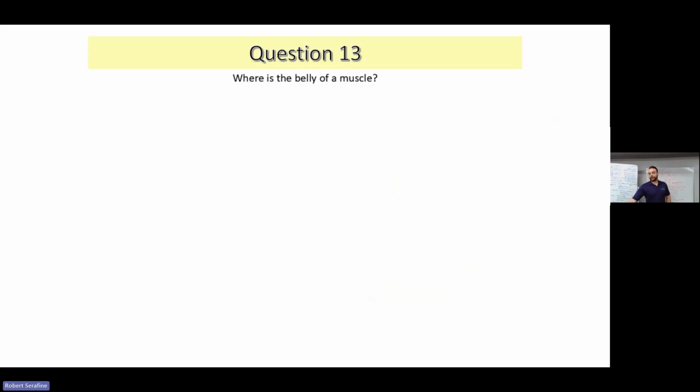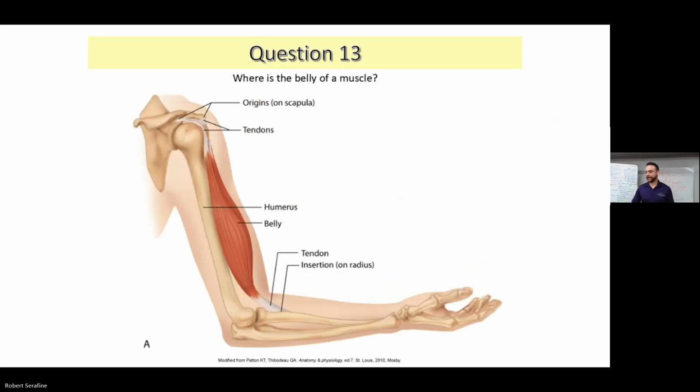Now, in regards to muscles, there's a few parts of a muscle. We already looked at the tendon and the musculotendinous junction, which I do believe is a separate slide. But we have what's called the belly of the muscle. The belly of the muscle is actually the central fattest region of the muscle.